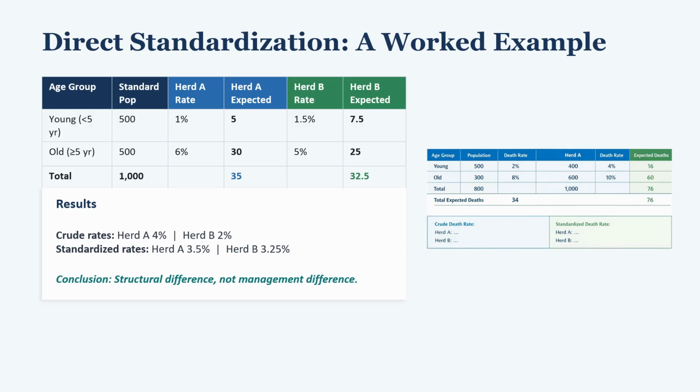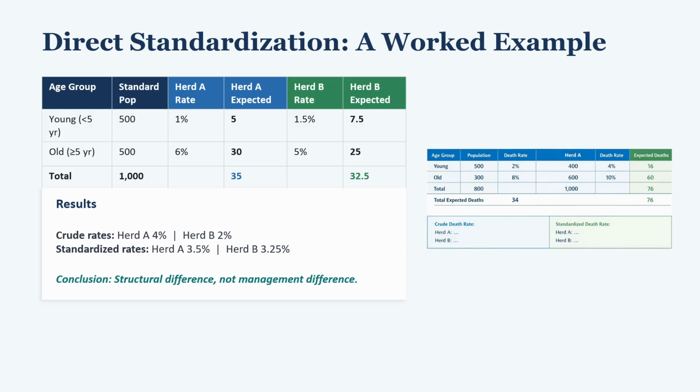Young animals, standard population has 500. Herd A's pneumonia mortality rate in young animals is 1%. Expected deaths in the standard young population at herd A's rate: 500 times 1% equals 5. Herd B's rate in young animals is 1.5%. Expected deaths: 500 times 1.5% equals 7.5.